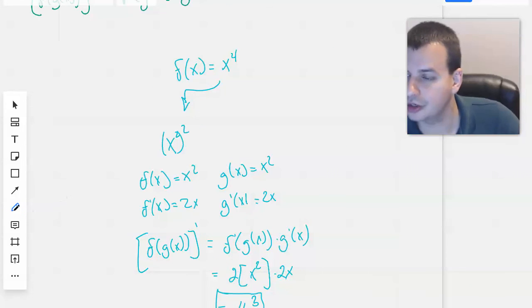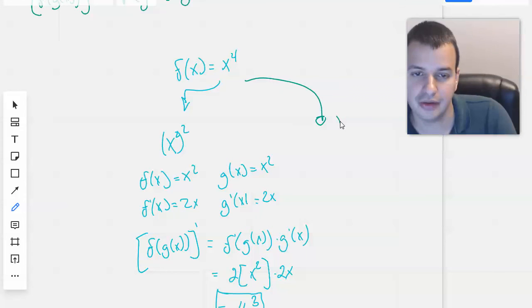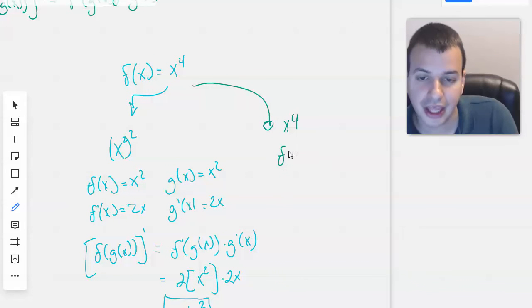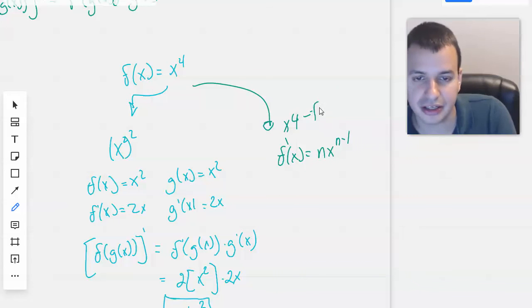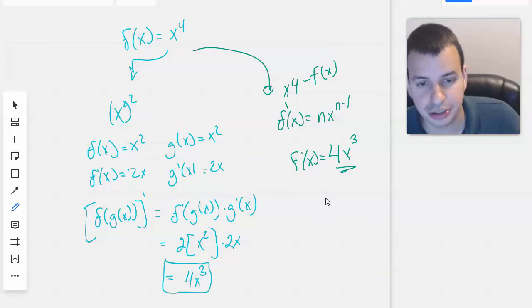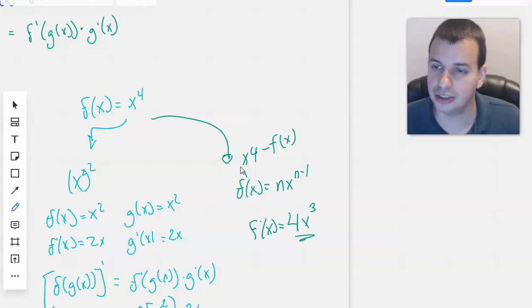So now we're going to do this using the power rule. So we could say that, all right, we have x to the fourth. We have our power rule, where we have n x to the n minus 1. This will be the derivative. This will be the f of x. And so we have f prime of x equals 4x cubed. Same answer. Seems reasonable. Okay?